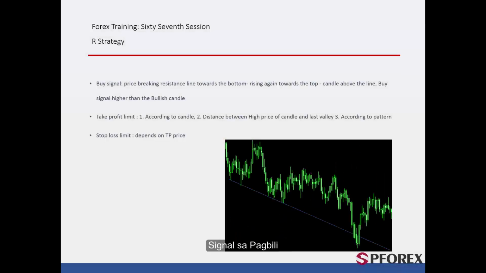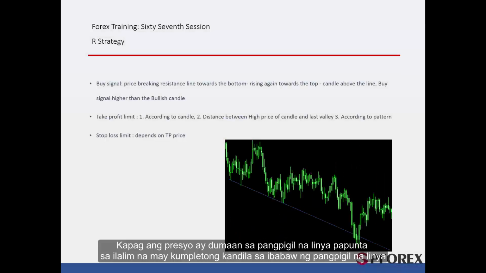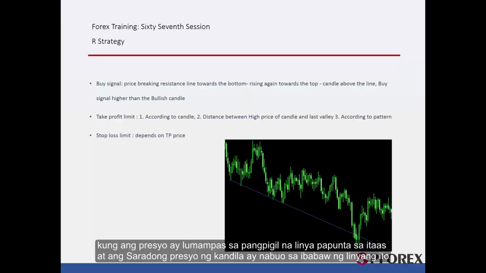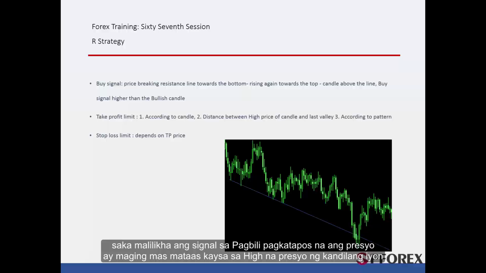Buy signal. When price passes the resistance line towards the bottom with complete candles under the resistance line and then returns to the given resistance line, if price crosses the resistance line towards the top and the close price of a candle forms above this line, then a buy signal would be generated after the price goes higher than the high price of that candle.